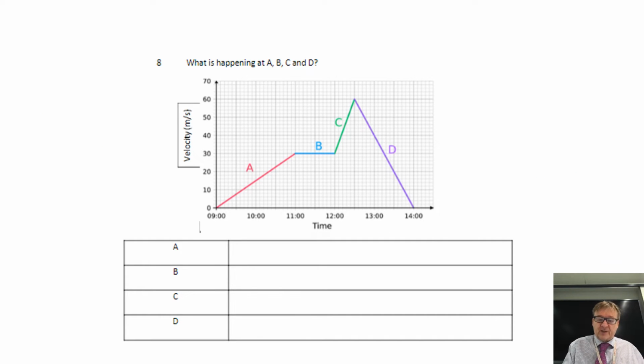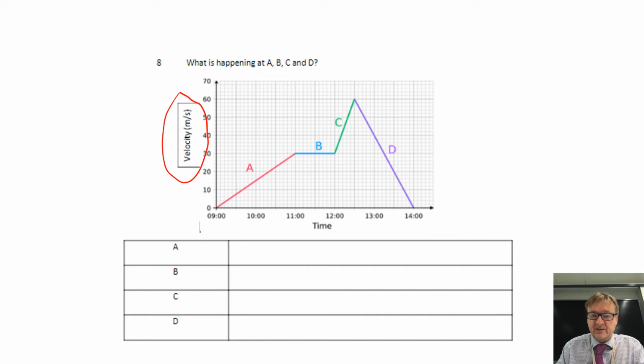Question number 8. Okay, I'm going to get my smarty pants colours again. Right, well this is a bit stupid, isn't it? Because what I've done now is I've included exactly the same graphing that I had before. Got A, B, C, D, so what I could do is just start writing them in. Or what I really should do is look at the axes.